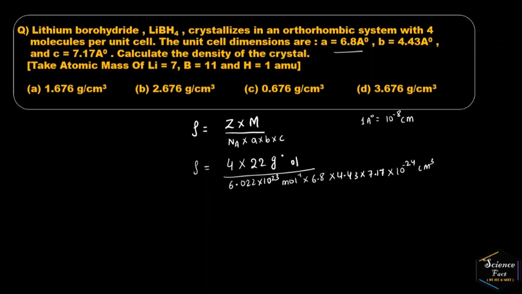Of course per mole and per mole will cancel out, but gram will not cancel out. Finally, we will get 0.676 gram per centimeter cube. This is the answer. So the correct answer is C.